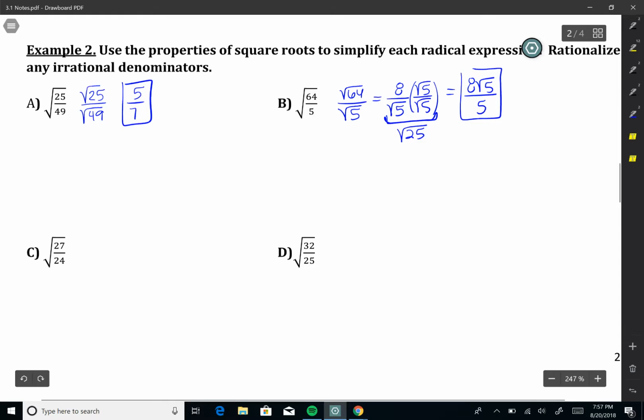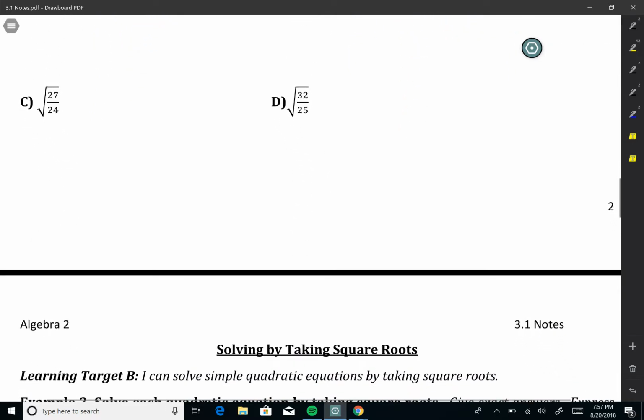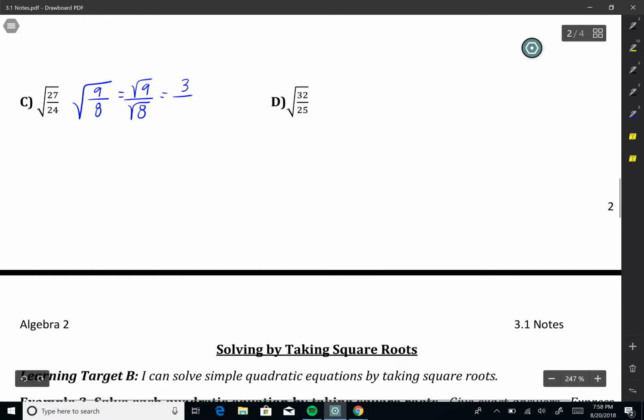All right, 2 more. Letter C. The square root of 27 over 24. First thing I asked myself, do they have any common factors so I could reduce this fraction and not have to worry about such large numbers? And in fact, both of these are divisible by 3. 27 divided by 3 is 9. 24 divided by 3 is 8. And now I don't have to deal with such large numbers when I'm making 2 radicals. In fact, now I just have 3 over the square root of 8.